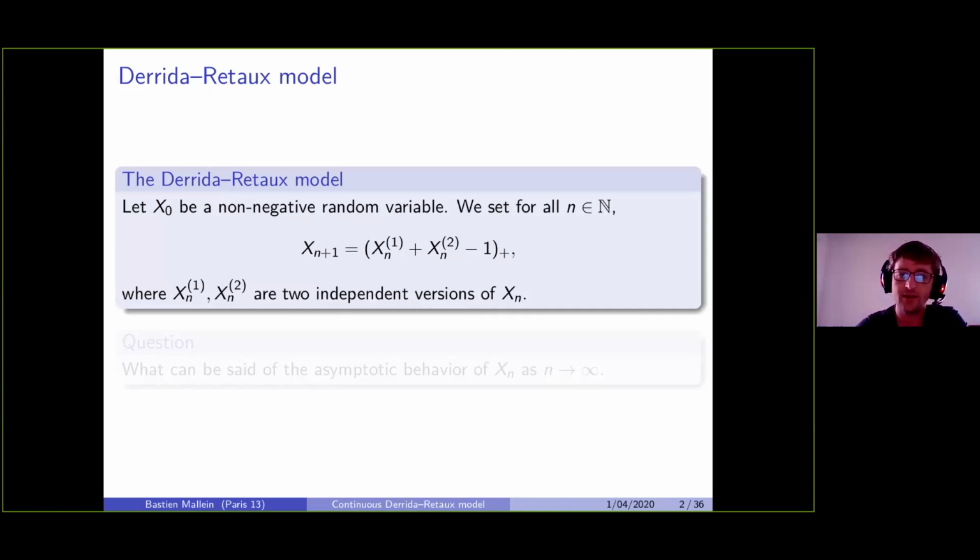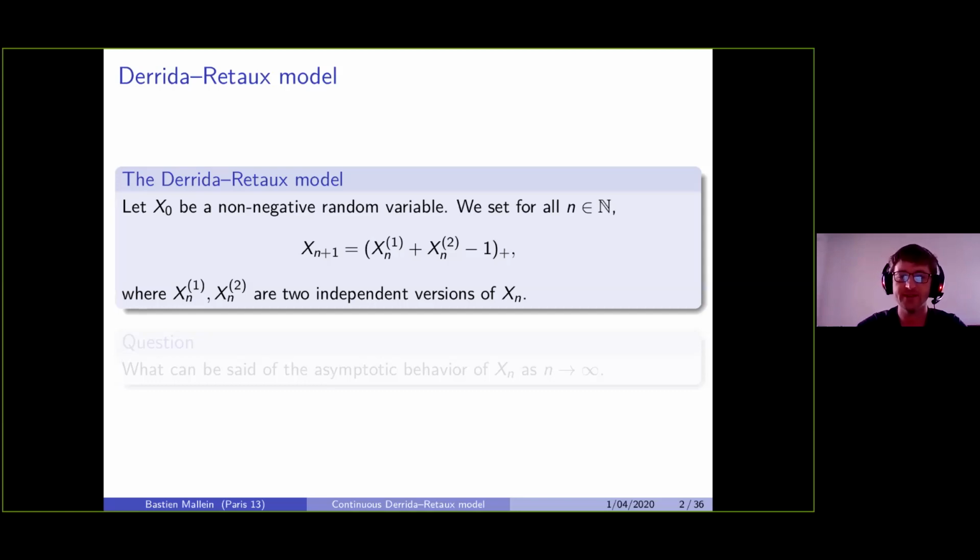You start at time 0 with a non-negative random variable. To construct the random variable at time 1, you generate two independent copies of X, add them together, remove one, and then take the positive part. And you keep doing this for all time. So to get the law of the random variable X_{n+1}, you generate two independent copies of X_n, add them together, then remove one and take the positive part.